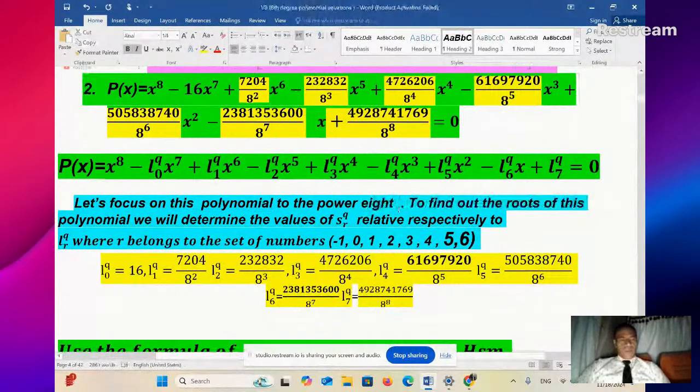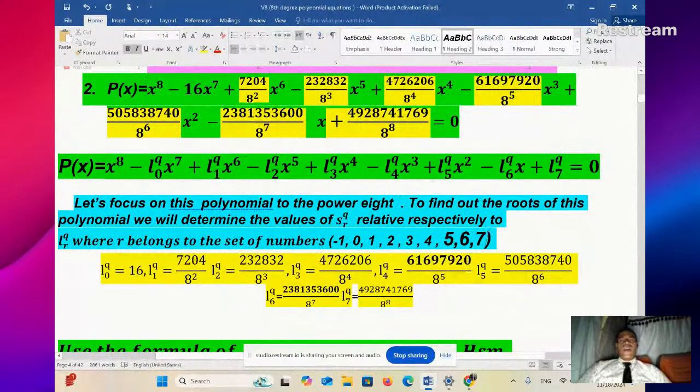Our target is to find out the roots of this whole equation, so we should determine the value of n_r of the cube, where r belongs to the set of numbers from -1, 0, 1, 3, 4, 5, 6, and 7. Because the highest power is 8, therefore n minus 1 will give you 7.